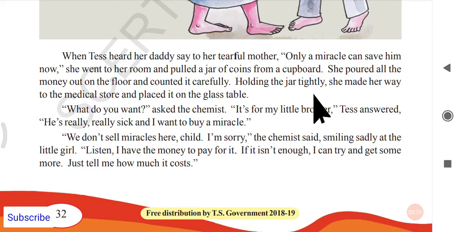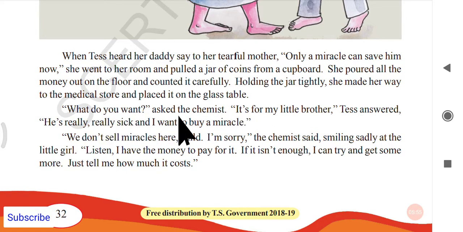So holding the jar tightly, she made her way to the medical store and placed it on the glass table. See how quick she was. She was very eager and determined to save her brother. When she heard dad say that we need a miracle, she wanted to buy that miracle, so she took the money and went to the medical store, and placed that money on the counter.